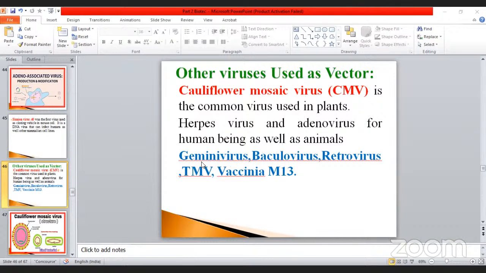Next are the Gemini virus, baculovirus, retrovirus, and TMV, otherwise called tobacco mosaic virus. Here is the cauliflower mosaic virus, and here the tobacco mosaic virus. The tobacco mosaic virus contains RNA as a genetic material, but in this category, the cauliflower mosaic virus contains DNA as a genetic material. Vaccinia and M13 are the other viruses used as a vector. They are also used for genetic engineering and biotechnological processes.